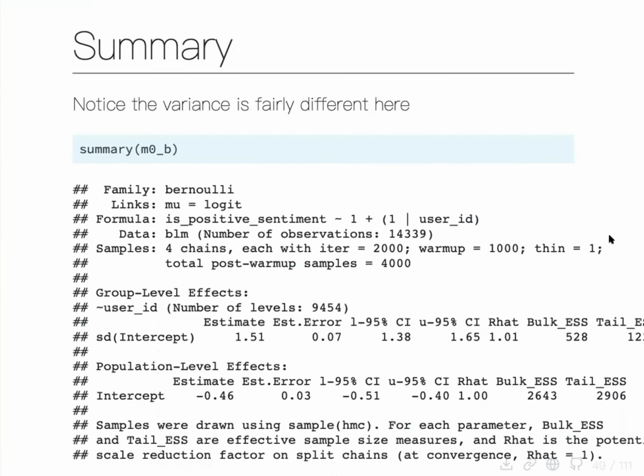After I do that, I can call a summary on this, and hopefully you got basically the same thing that I have. Notice the estimate of our variance is quite a bit different here. 1.51 as opposed to 0.95 that we got before. This is surprising to me. I did not expect them to be that different.